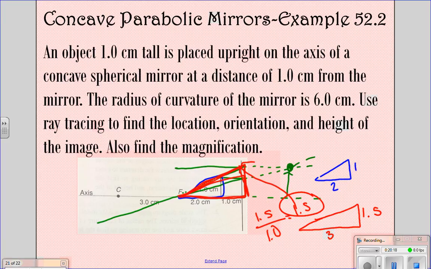The book does say if you have a concave mirror, your virtual images are always larger than the object. And if you look here, our virtual image was larger. It was about 1/2 centimeter bigger, or 1.5 times bigger than the object that we started with.